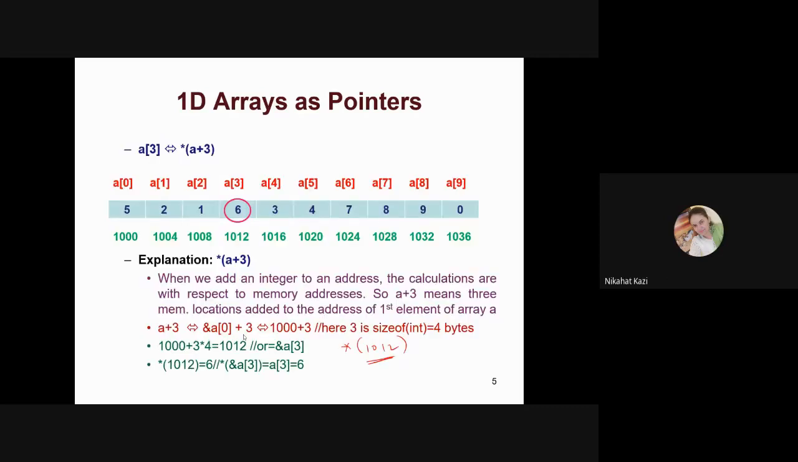In general, if I want to access the address of the ith element of the array, the expression will be A plus I. And if I want to access the value at the ith location, the expression will be star of A plus I. They are the same. This is address of A of I and this is A of I. Are you getting this? This is the same as this.